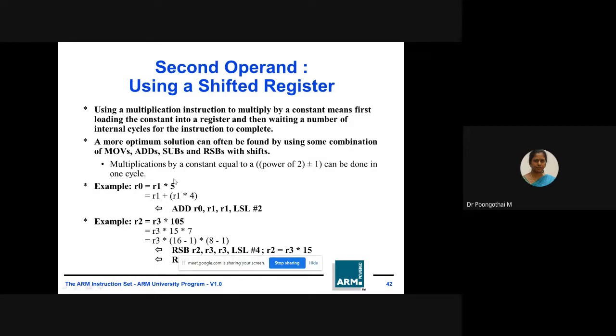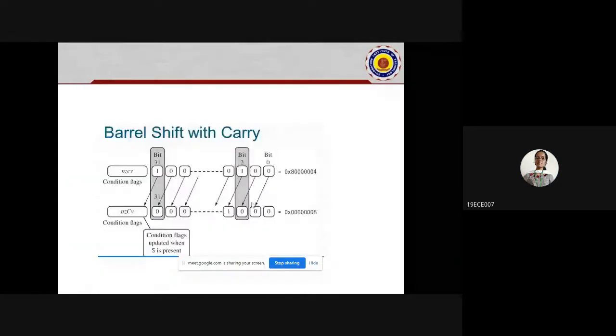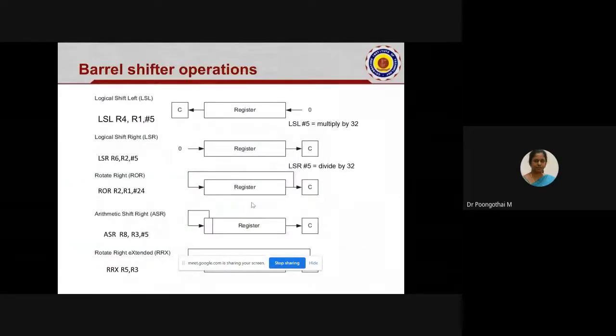Suppose we perform a multiplication operation, it takes too many instruction cycles. Instead of that, we can use add. This add instruction takes fewer instruction cycles. For that reason only, they have incorporated this parallel shifter component in the ARM Cortex architecture. Is that clear, students? Yes, ma'am. I will explain one by one, okay?